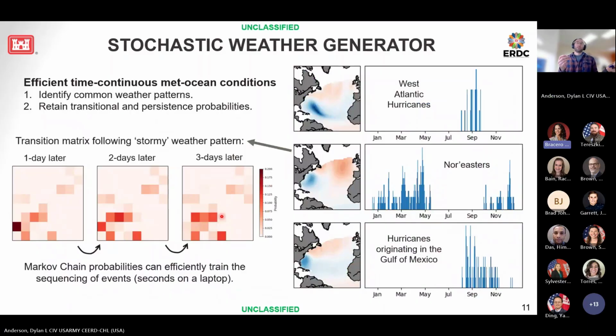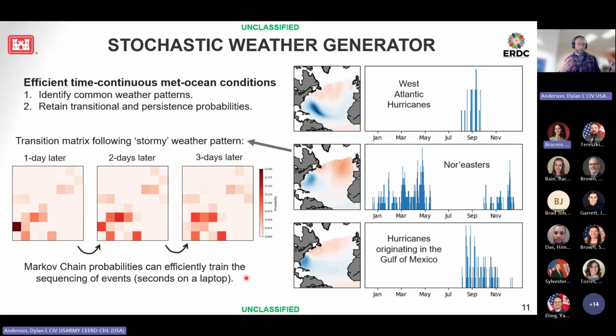And because I have seen the historical record, I know exactly when a storm occurred. I know what weather happened after that day. I know the variety of weather that happened after that day. So now on this left-hand side, I'm showing transition matrices. So following a stormy weather pattern, there's some likelihood of me jumping around to other weather types within the matrix. And that's not only true for 1 day later, but for 2 days later and 3 days later.